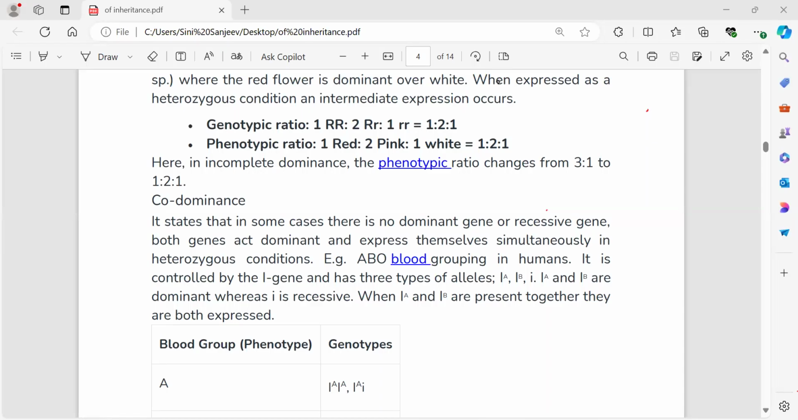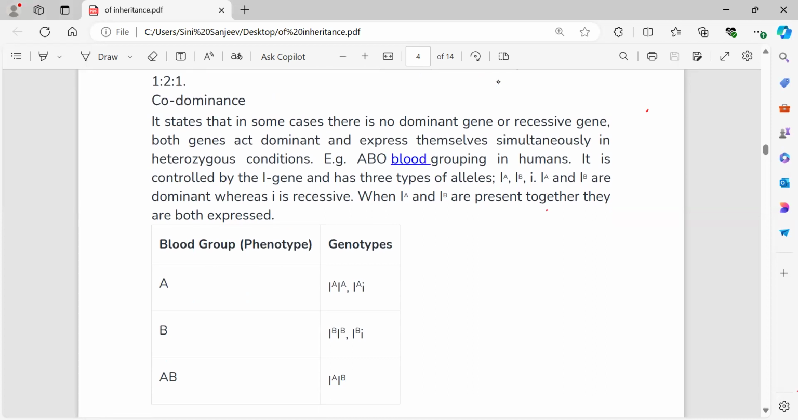Okay, so codominance. Now, co means what? Together. Okay, so codominance means what? Here, there will be no dominant gene or recessive gene. Okay, so whatever genes come from the parents, both will be there. They will act dominant and they will express themselves simultaneously as a heterozygous gene. For example, now I'll tell you how it happens. Okay, so here they have taken the ABO blood group, which is the general blood group of human beings. So here you have one gene which controls this ABO, which is called the I gene.